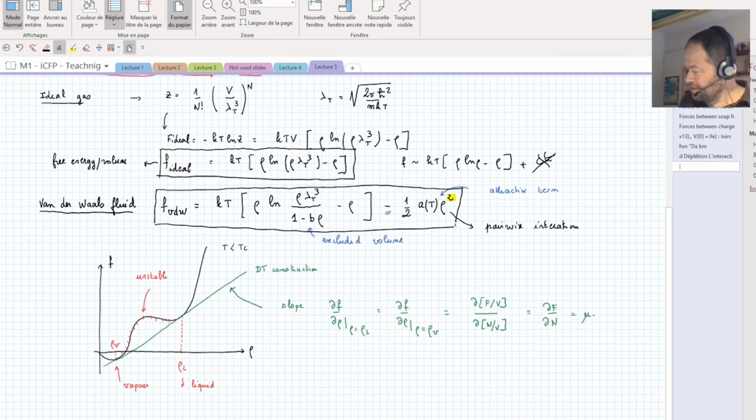Okay. So here, this defines the fact that you have equality of the chemical potential in the liquid phase and in the vapor phase. We call it mu in this part.